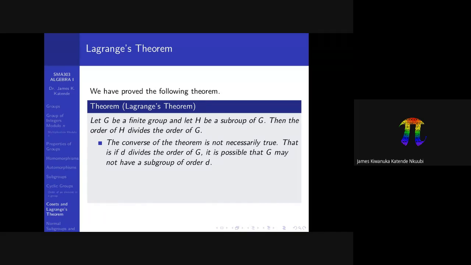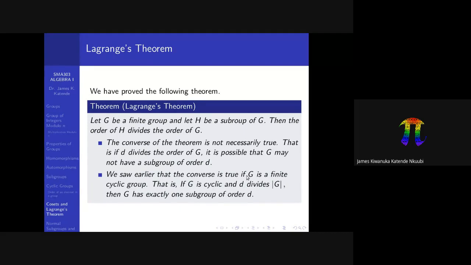It's necessary for the number of elements in a subgroup of a finite group to divide the order of the group. That is necessary, but it is not sufficient. It does not guarantee that there is a subgroup of that order. But there is a case where that is guaranteed. If G is a finite cyclic group, and some integer D divides the number of elements in the group G, then the group will have exactly one subgroup of order D. So this is true for cyclic groups. I hope that is clear.